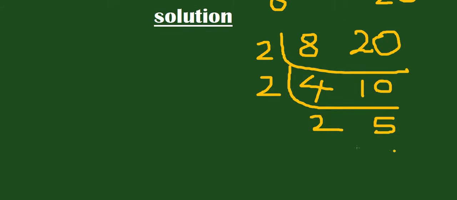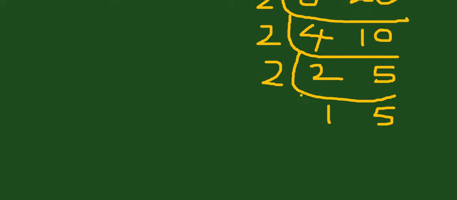We still have one even number, which is 2, so we can still divide by 2 here. 2 divided by 2 is 1. 5 cannot be divisible by 2, so we write it as it is. And then we have 1 and 5, so we can finish by dividing by 5 here. So here we write 1. 5 divided by 5 is 1.